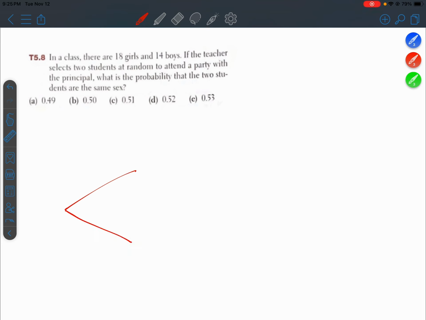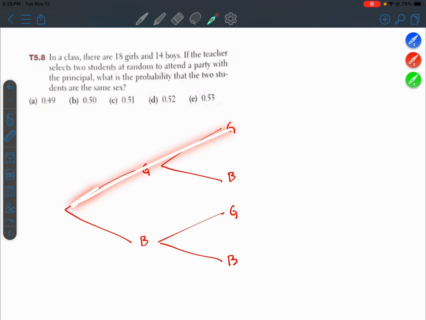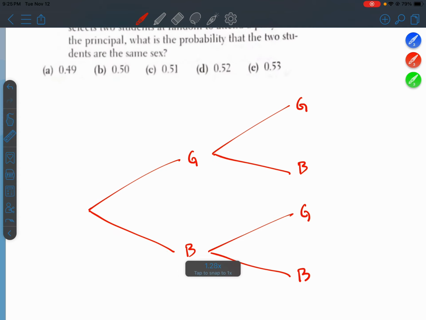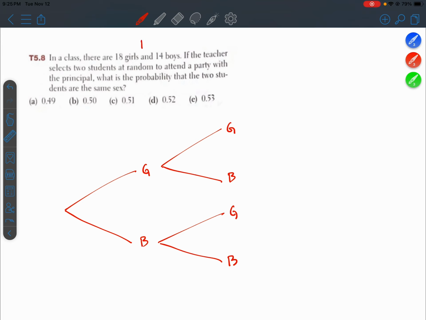Okay. All right. So the first student could be a girl or a boy, and the second student could be a girl or a boy as well. So there's 4 possible outcomes: girl girl, girl boy, boy girl, or boy boy. All right, now above each branch we'll write the probability. So the total number of students that we're selecting from is 32. Okay, so 18 of the original 32 students are girls, 14 of the original 32 students are boys.